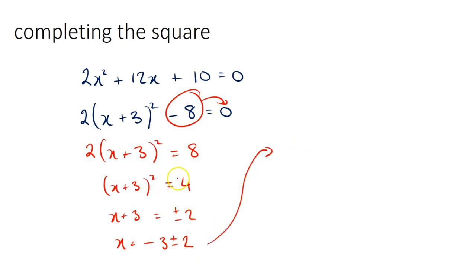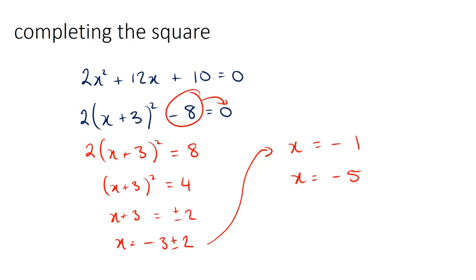So I either have x is -3 plus 2. And so in that case, x is going to be -1. Or I have the case where x is -3 minus 2, and so in that case I have the solution that x is -5. So two solutions, one from that positive and one from the negative, which come from taking the square root of 4. So that's how you can solve with completing the square.